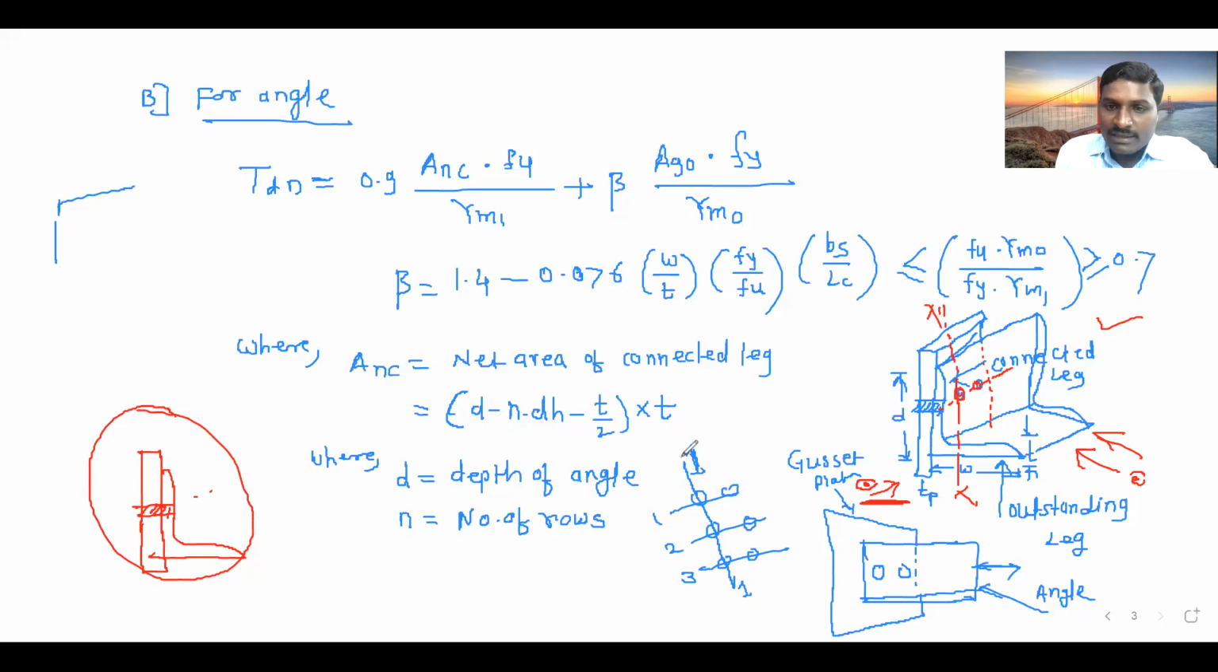See, we have cut the section in this way. It means this is your section 1-1. So under this 1-1 section, how many rows of bolt lines are there? This is one bolt line, second bolt line, third bolt line. So there are 3 rows. So here the number of rows is 3 in this case. So please keep this in mind.